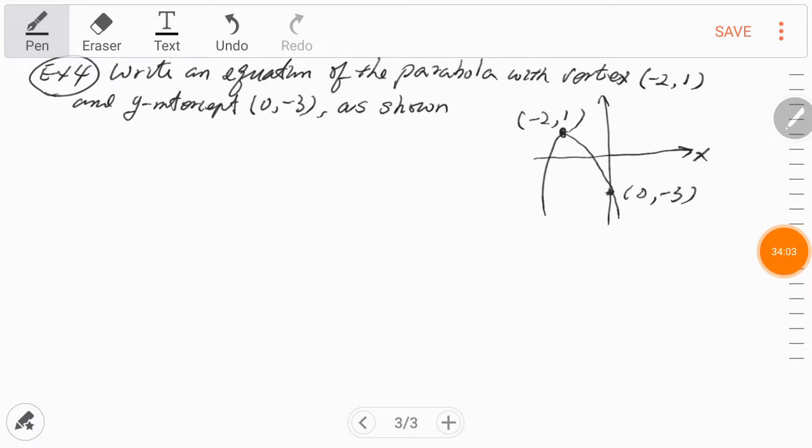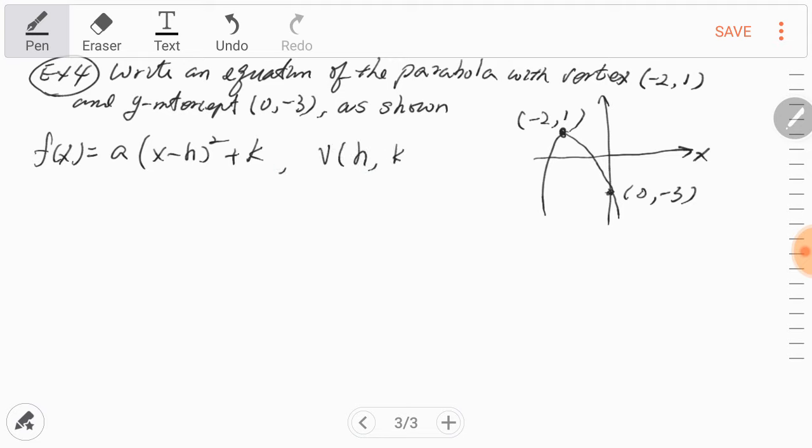Okay, in this example, we will find the equation of the parabola. In this case, the vertex and y-intercept are given. So it's important that the vertex is given. Since the vertex is given, we can use the vertex formula. What's the vertex formula? The vertex form is a times x minus h squared plus k. And the vertex is what? (h, k), right? So we can substitute. The vertex is given as negative 2 and 1. Substitute negative 2 and 1 for h and k.